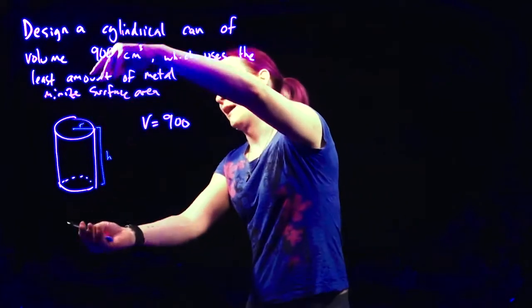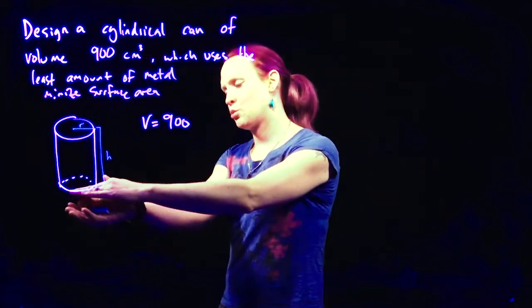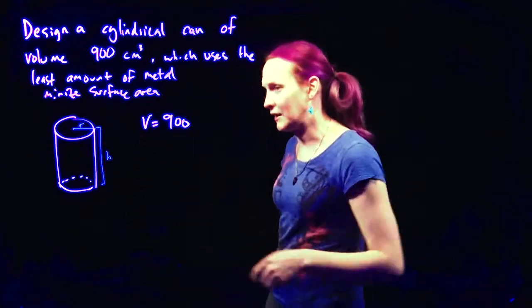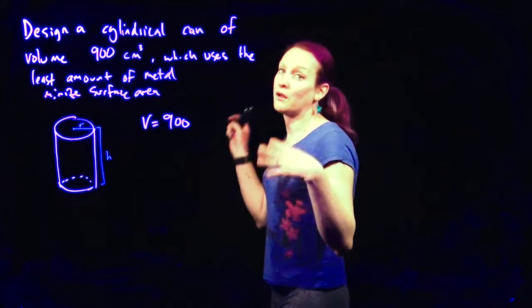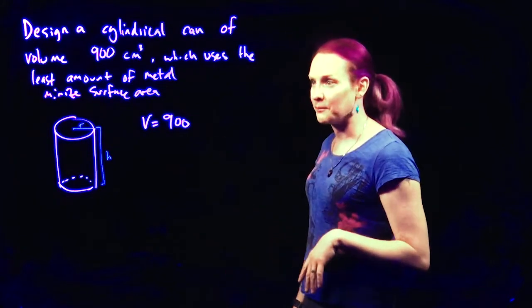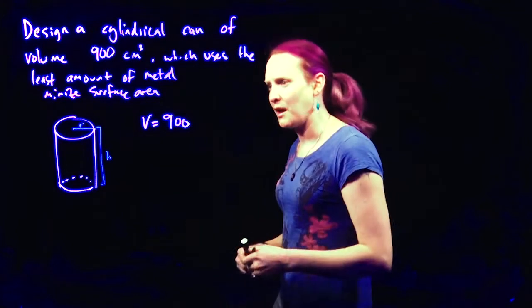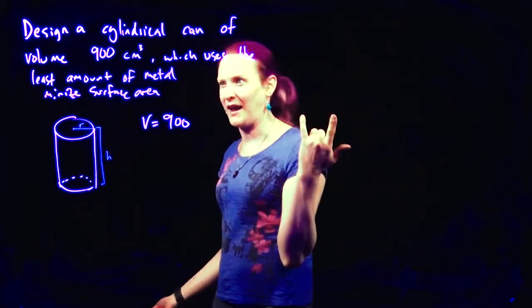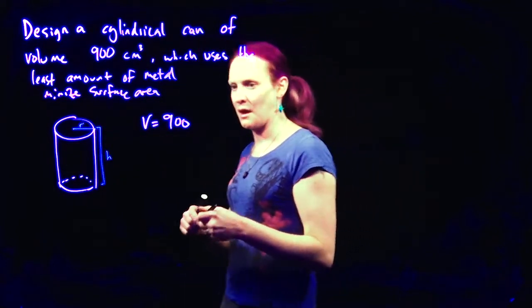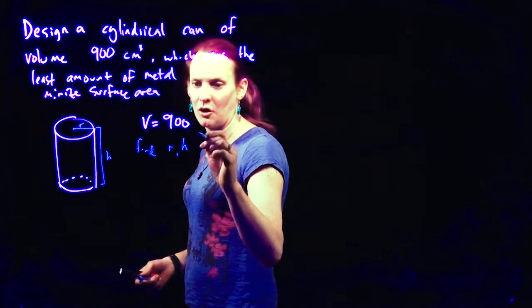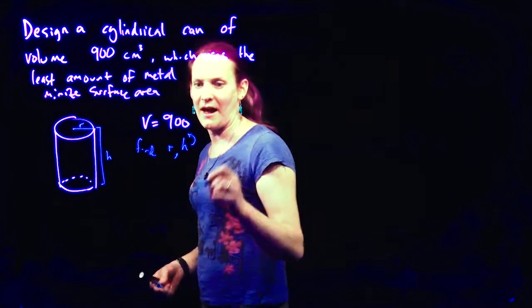So we can make it tall and skinny, or short and squat, or we could make it well proportioned like this. Usually it's some sort of well proportioned thing, whatever that means. So when we say design a can, I think we mean find the radius and height. Okay, so we want to find R and H that make that happen.